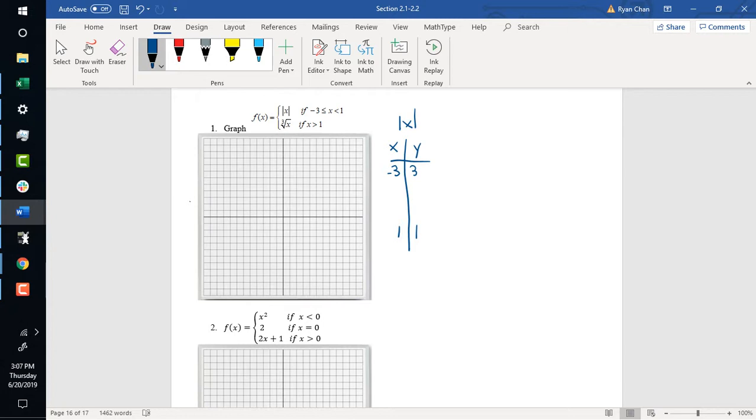If it is greater than or equal to, or less than or equal to, you will draw a closed circle. If your inequality is just less than or greater than, you will draw an open circle. So -3, 3, and 1, 1. Okay, this is my closed circle. And then at 1, 1, this is going to be my open circle.